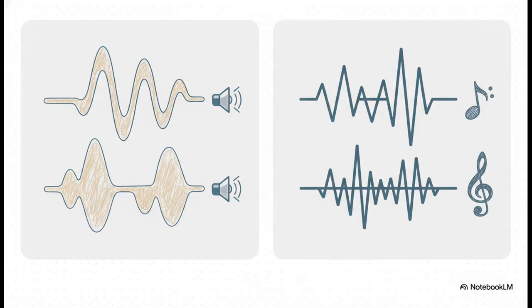So let's talk about the sound wave itself. 2 of the most common points of confusion are loudness and pitch, but it's actually really simple when you break it down. Loudness is all about amplitude, how tall the wave is. Taller wave, louder sound. Pitch, which is how high or low a note sounds, depends only on frequency, how packed together the waves are. That's it.